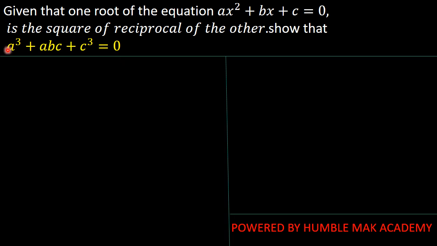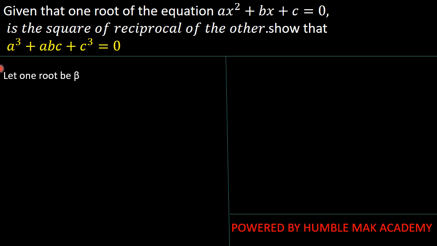Okay, now they want us to show that a cubed plus abc plus c cubed equals 0, given that one root of this equation is the square of the reciprocal of the other. Let's start with our first step. Let's assume that one of the roots is beta. You can let one of the roots be alpha, mu, lambda, and so on, but in this case I've chosen beta. It's my decision. You could choose anything, like I said.